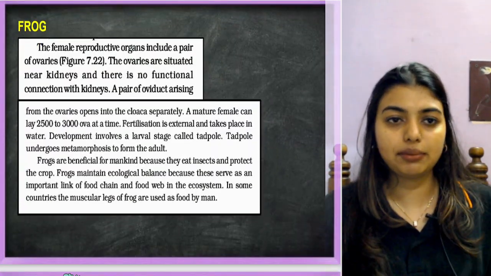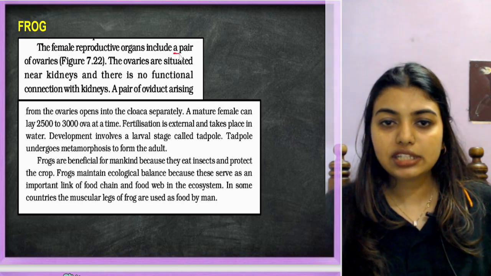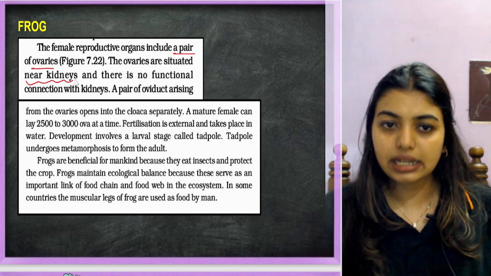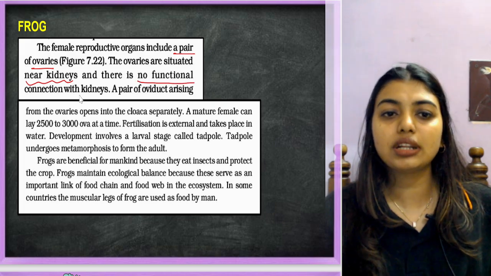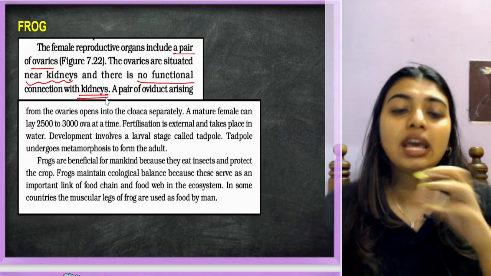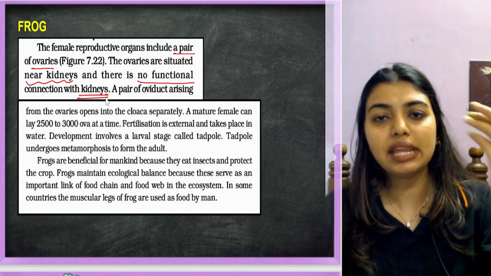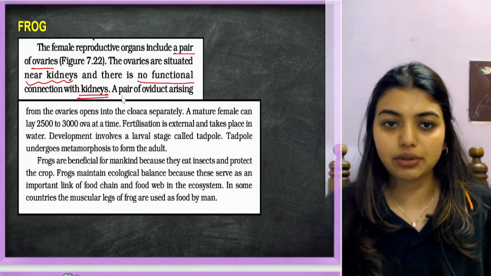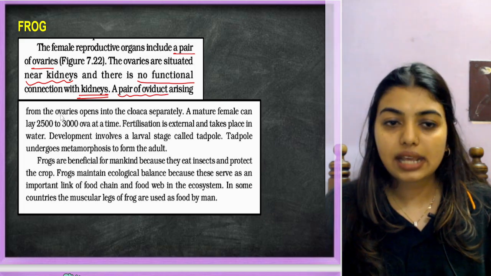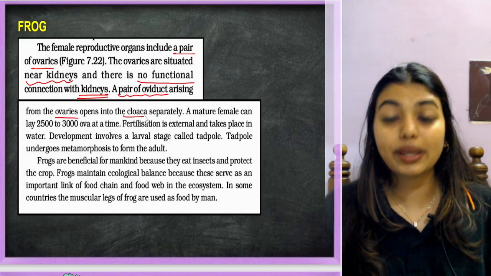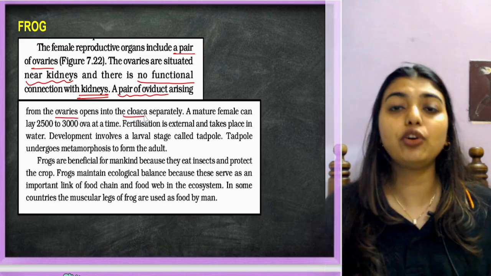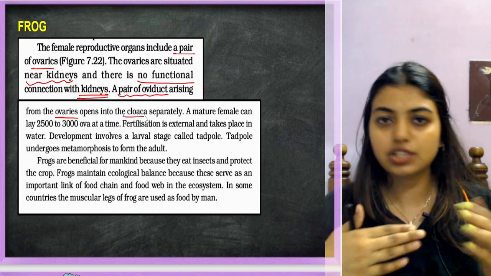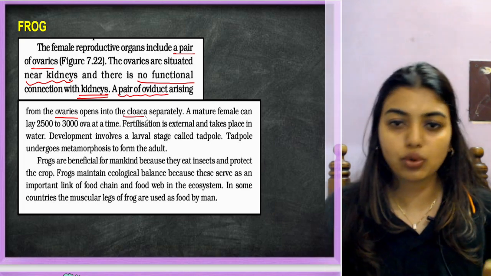Now let's see the female reproductive system. Female reproductive organs include a pair of ovaries. The ovaries are situated near the kidney and there is no functional connection with the kidney. So students, the main thing that you have to remember is, in males the testis is attached to the kidney, but here there is no functional connection with the kidney. A pair of oviducts arises from the ovaries and opens into the cloaca separately. This we had discussed before, that the oviducts are not going to merge, they open into the cloaca separately.